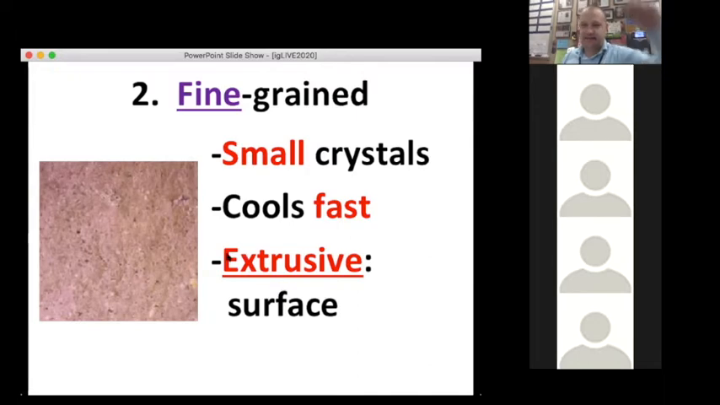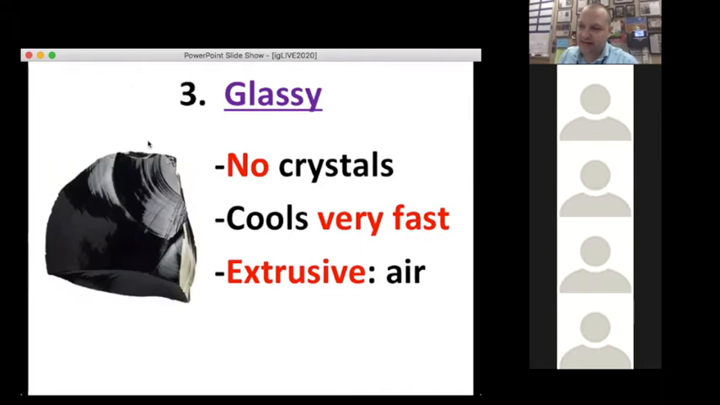The shiny ones are called glassy, because they shine like glass. They have no crystals. They do have minerals, but the minerals are so small we don't see the crystals. That's because they did not have time.